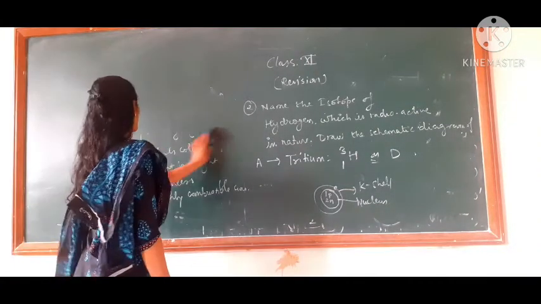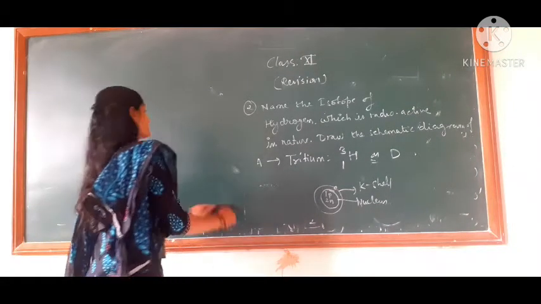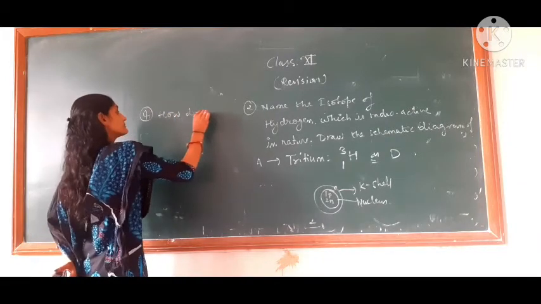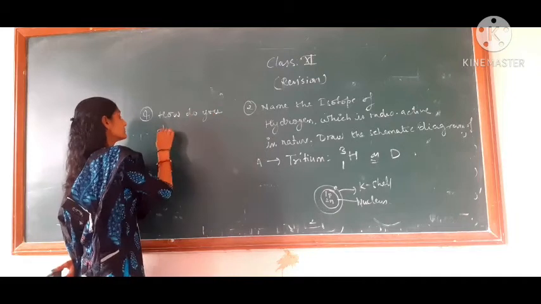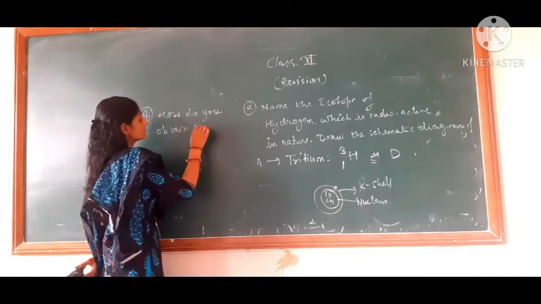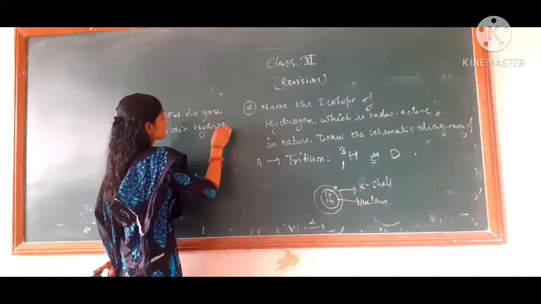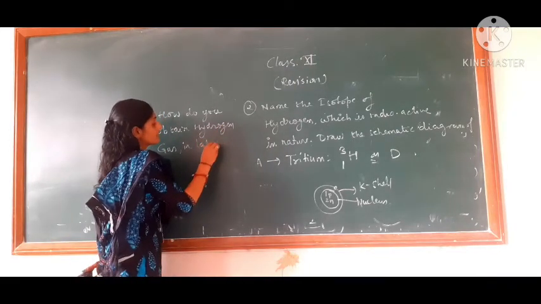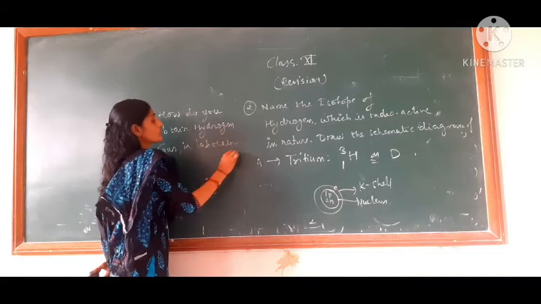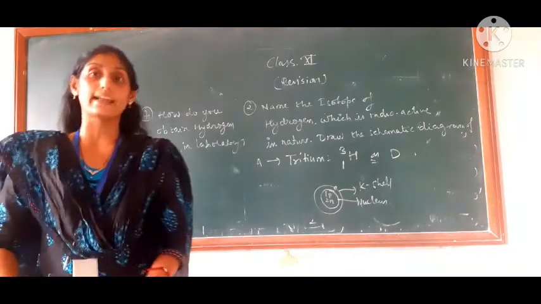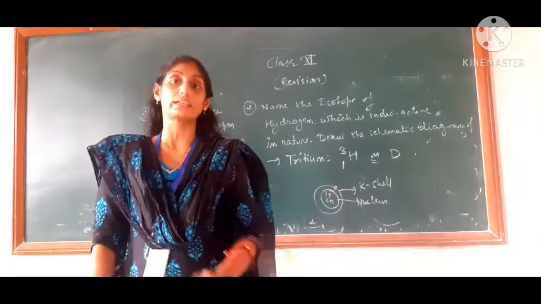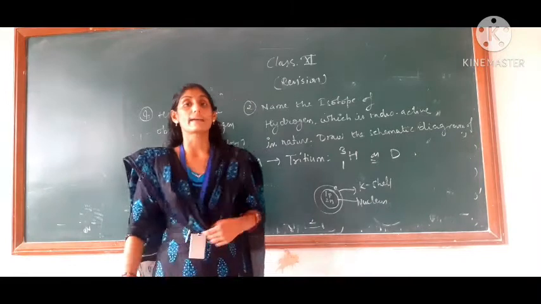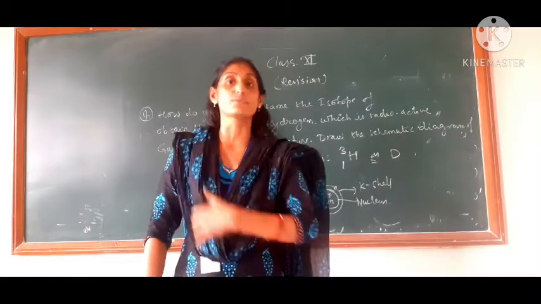So question number 4 for today is, how do you obtain hydrogen gas in the laboratory? Children, in the 10th class we also learned that whenever zinc metal reacts with an acid, it produces hydrogen gas. And how do you test that gas? By using a burning matchstick, it produces a pop sound.